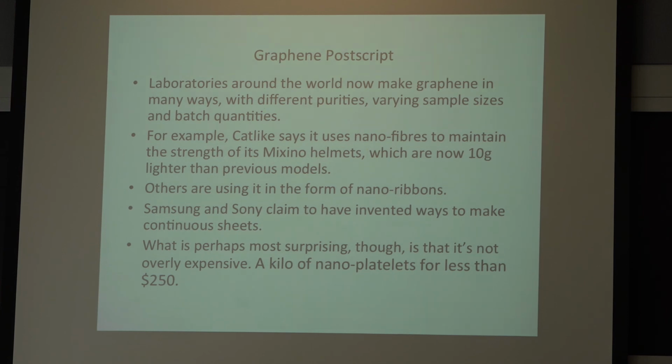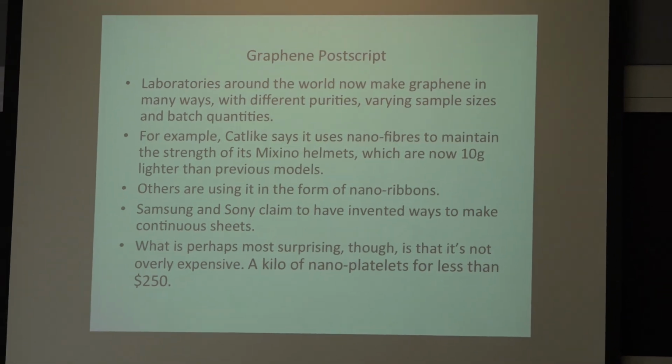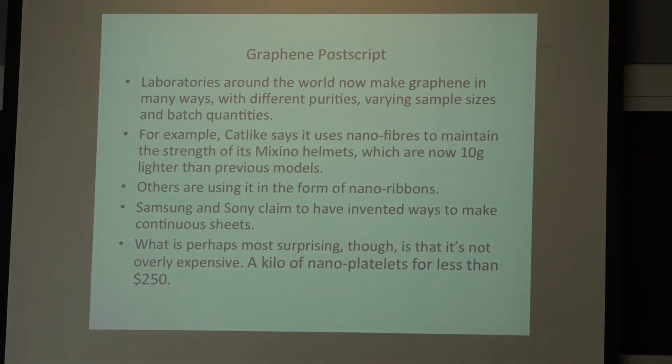Samsung and Sony have invented ways of making continuous sheets of it, so the aircraft industry may be interested in that. Because if you've ever seen one of these carbon fiber fuselages laid down, they use these huge autoclaves, and the stuff comes in these long blankets. Am I right? And that wasn't possible until Samsung and Sony came up with a process for creating these big sheets of it. And as I said, a kilo of nanoplatelets is less than $250 now, and that's gone down.